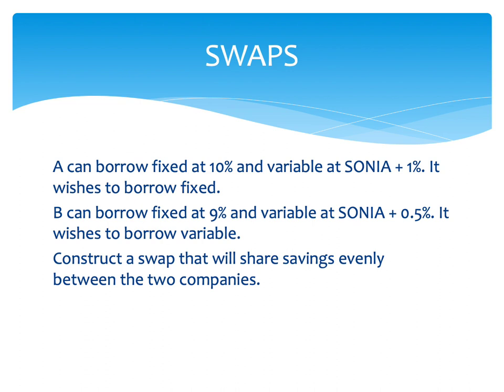Construct a swap that will share savings evenly between the two companies. Now again, most scenarios ask you to share any savings evenly. If it doesn't specify, just assume that you're sharing any gains or savings evenly. Some questions though will tell you that the gains need to be split out differently, not 50-50, in which case you'll need to make sure that you take account of that in the answer. So let's have a look at how you would construct a swap for A and B.